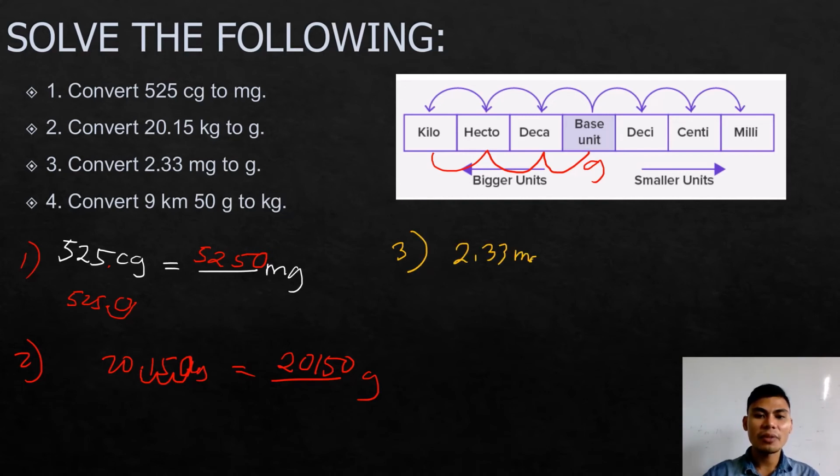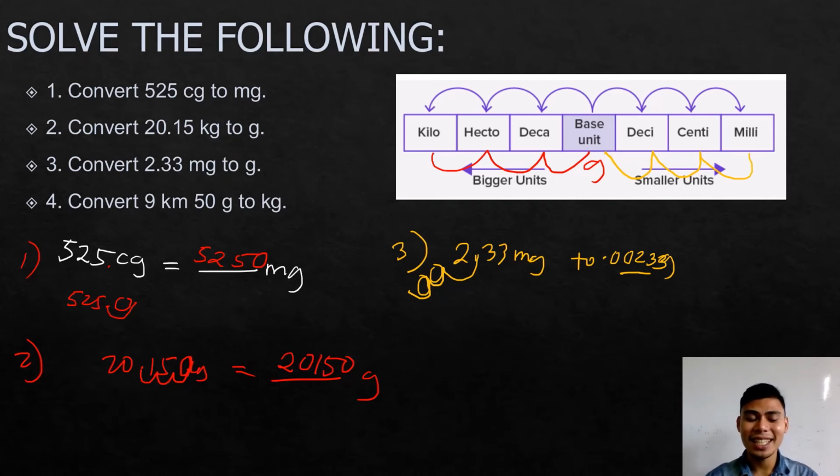2.33 milligrams to grams. Milligrams, so ito, si M to grams. Sa base, 1, 2, 3. 3 din, sir, pero going to the left. So, move to the left. 1, 2, 3. So, lagyan ng 0. So, it's 0.0233 gram. Ganyan na ganyan lang po.